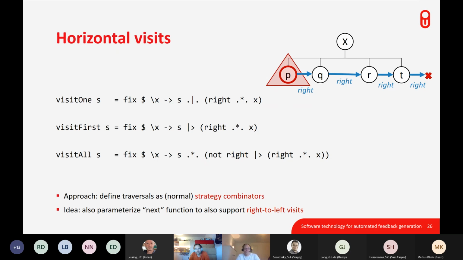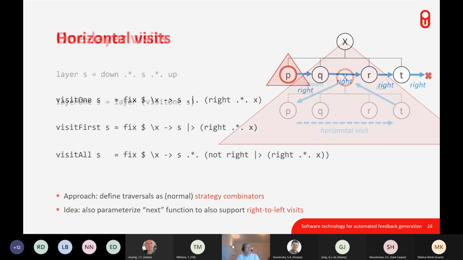The visit one combinator is such a horizontal visit, and the idea is that you're going to apply a strategy S, and you're either going to apply it to the current position, or you first go to the right and then recursively apply the visit one strategy combinator to the rest of the tree. Similarly, you can have a visit first combinator, which tries to visit the first child on which the strategy S succeeds, or you can also define combinators that visit all children from left to right.